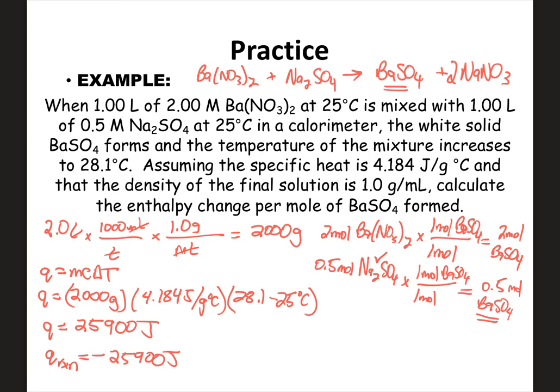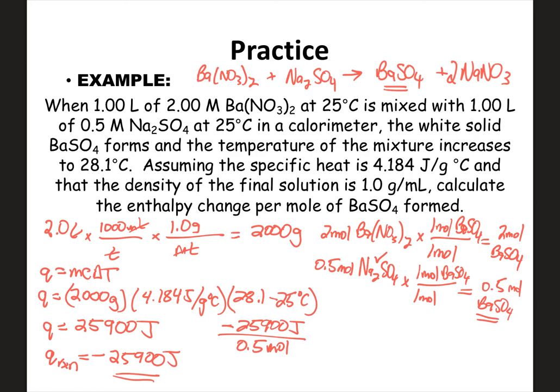So this is the enthalpy change, which we already found here. We know that this is the energy that's given off by the reaction itself. And now we know how many moles of the substance we care about that are forming. So the reaction itself lost 25,900 joules of energy, and that's for every 0.5 moles of the barium sulfate that formed. So be careful here. They were asking us specifically about the product. We need to know how many moles of that product actually form by doing our limiting problem. So it's all in the wording here.